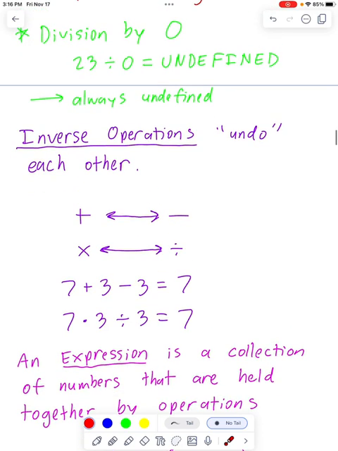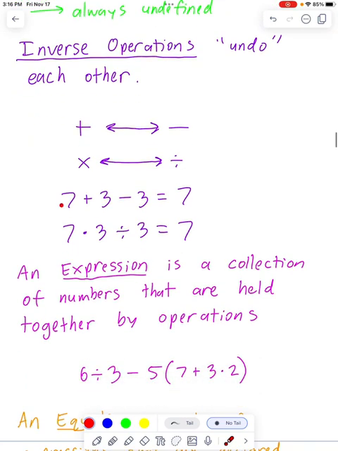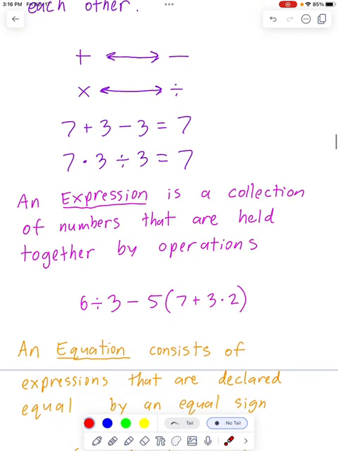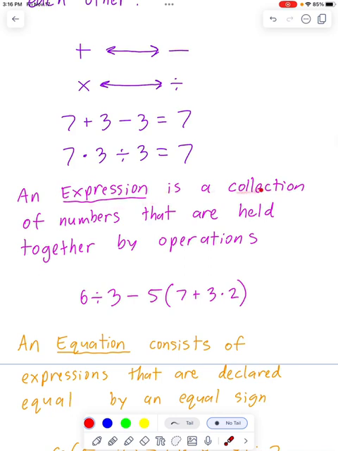Every operation has an inverse operation pair. Addition and subtraction are inverse operations, and multiplication and division are inverse operations. And you can see here, performing them both with the same number undoes the change for both addition and subtraction and multiplication and division.